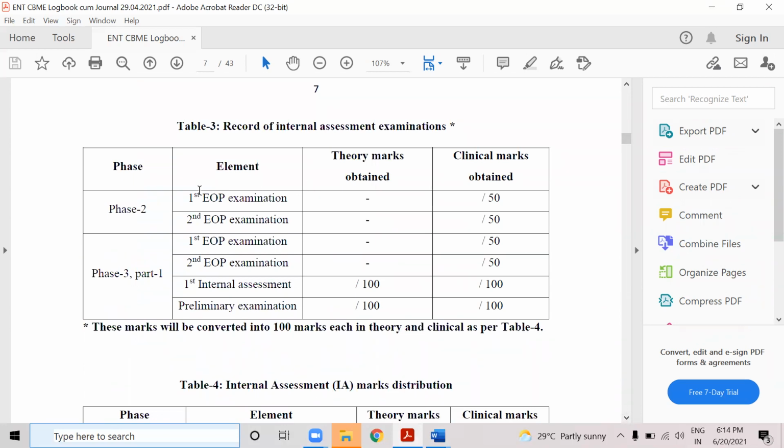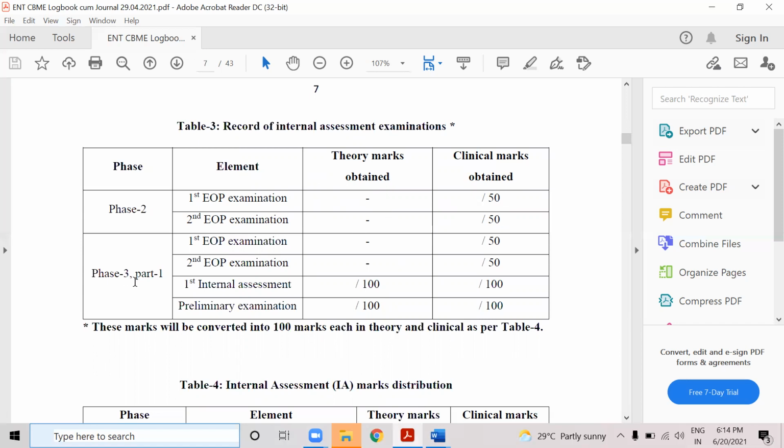Now in CBME, we know that at the end of each clinical posting, there should be one end of posting examination. As I told you, we have kept 2 postings of 2 weeks each, so there will be 2 end of posting examinations. Now in phase 2, there will be no theory lecture, so there will be no theory examination, but in clinical examination, I have kept it at 50 marks and whatever the student gets, we will write here. So one end of posting of 50 marks and the other of 50 marks.